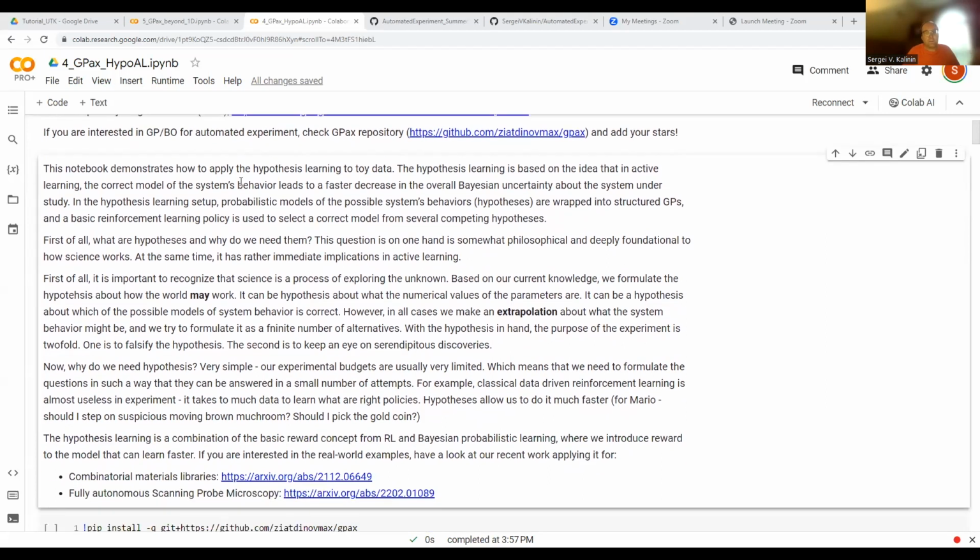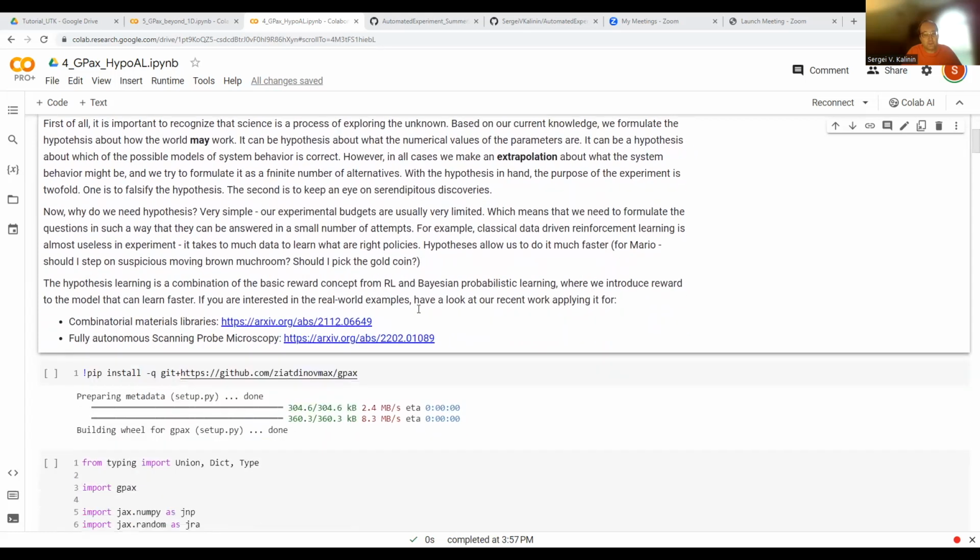I couldn't resist the temptation to add a little bit of philosophical introduction to why we need hypotheses. Our experimental budgets are limited. We cannot run tens of thousands of experiments to learn physics by random action. We need to choose what experiments we are going to run, and that's what hypothesis allows us to do.